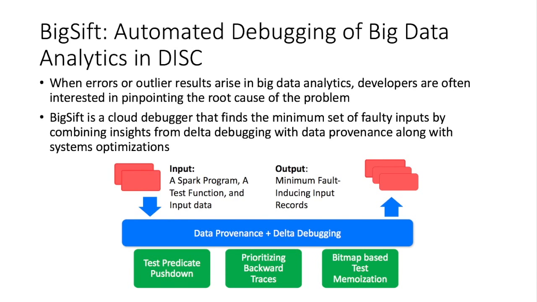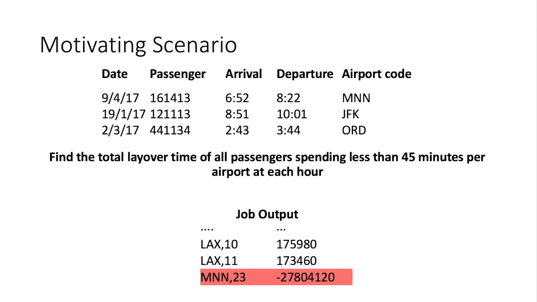Our tool BigSift is a cloud debugger that finds the minimum set of fault-inducing inputs by combining insights from delta debugging and data provenance, along with a series of systems optimizations, making automated debugging a reality for big data analytics. BigSift takes in the Spark program, a test function, and the input data, and then it applies data provenance and delta debugging along with a series of optimizations like test predicate pushdown, prioritizing backward traces, and bitmap-based test memoization to produce the minimum set of fault-inducing input records.